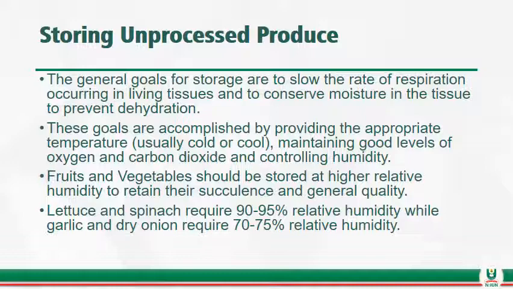So in fruits and vegetables, you have to store them under relatively high humidity so that you can retain their succulence and general quality. So for example, lettuce and spinach require like 90 to 95% relative humidity, and in the case of garlic and dry onion, they require a lesser humidity, which is 70 to 75%.